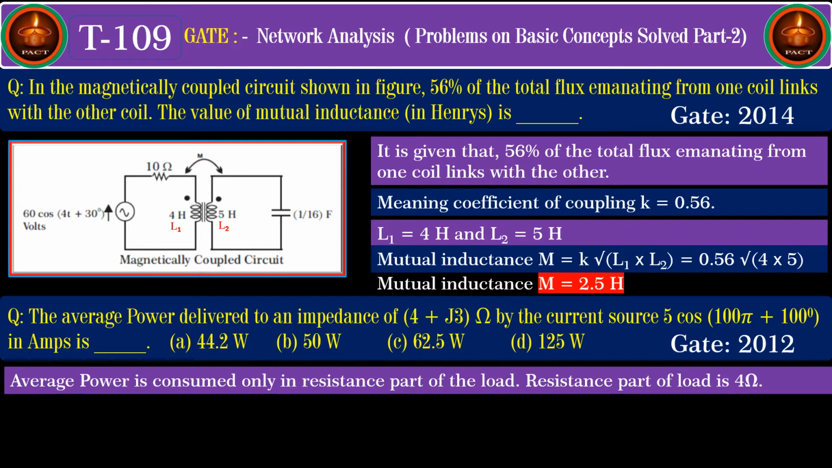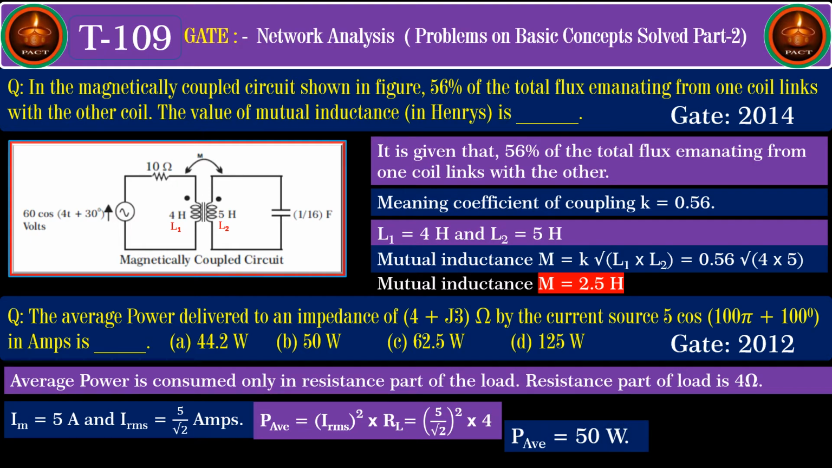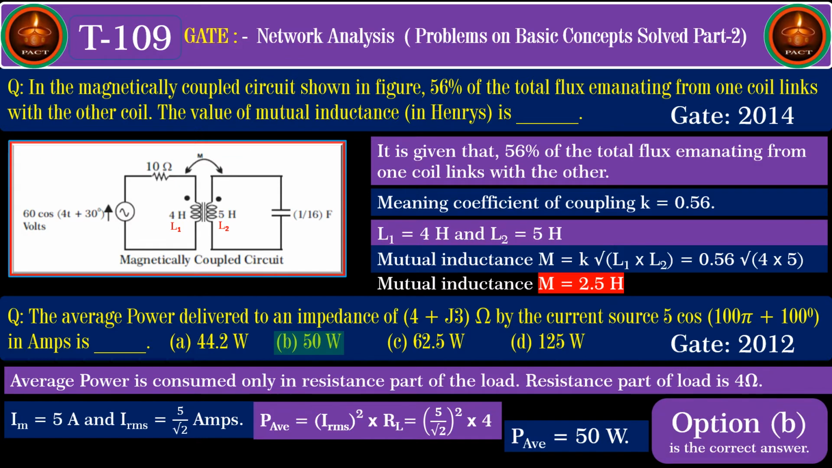So, we are required to find the RMS value of the current. Im is equal to 5 amperes. We get it from the equation of the current, and IRMS is equal to 5 divided by root 2. So, simple. P average is equal to IRMS squared into RL. By substituting the values and solving, we get P average is equal to 50 watts and hence option B is the correct answer. These two problems are very simple.